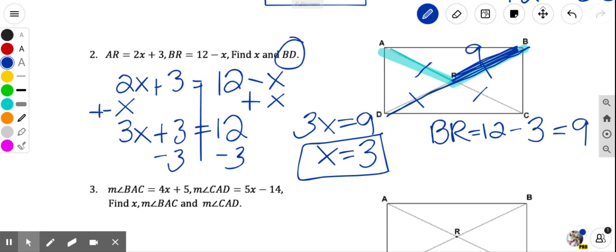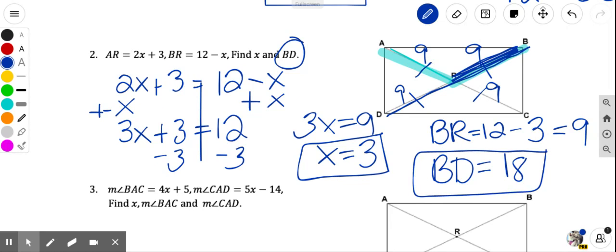So this part's 9, this is 9, this is 9, this is 9. All 4 pieces are 9. So therefore BD would be 18. 9 plus 9. Okay, so there's number 2. Sometimes you're given questions where you have halves of the diagonals and all 4 of those are equal in a rectangle.